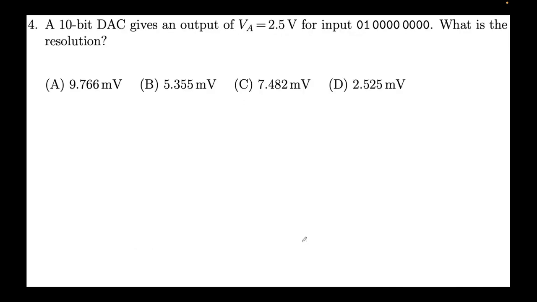The first problem for today asks us that a 10 bit DAC gives an output of VA equal to 2.5 volts for the input 01000000. What is the resolution? We have been given 4 options and we are required to find the correct answer.